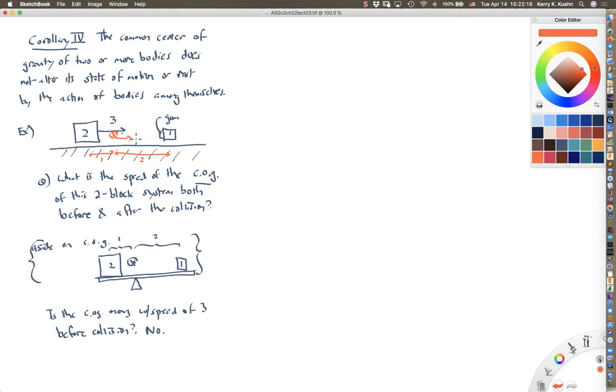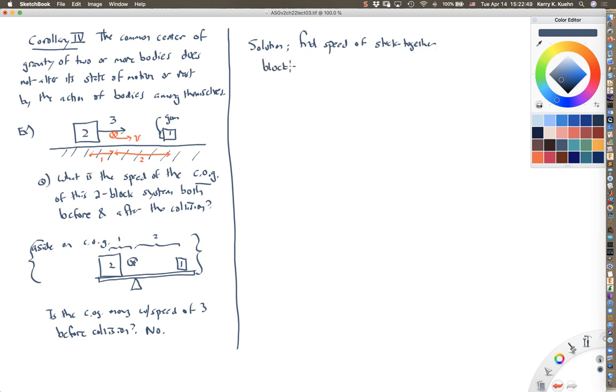Okay, so how do we find the speed of the center of gravity before the collision? Well, how we figure this out, we're going to use a trick. You might be able to figure this out on your own, but I'll give you a strategy for doing this. The solution is to find the speed of the blocks, stuck together, after the collision.